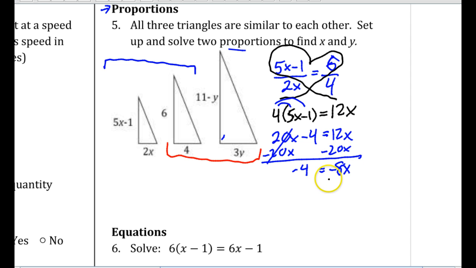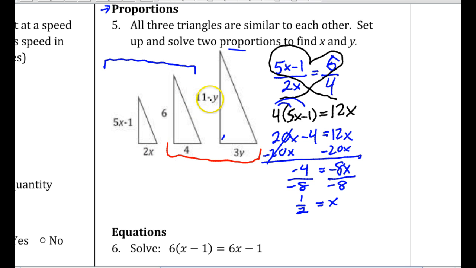8x. And see, 8 times what is 4? Let's divide both sides by negative 8. Negative 4 over negative 8 equals 1/2. x is 1/2. Okay. And then we can do the same thing for y.